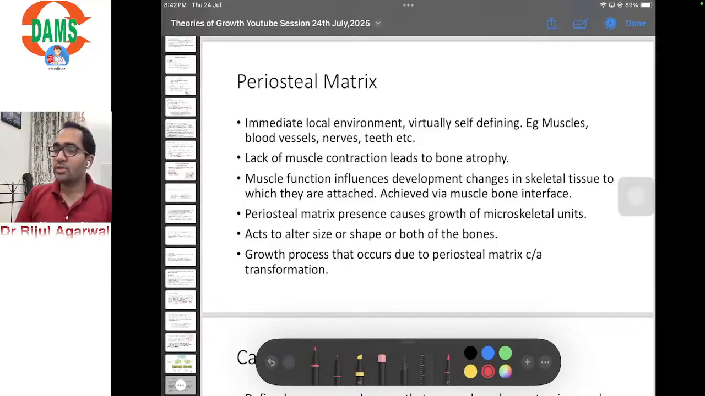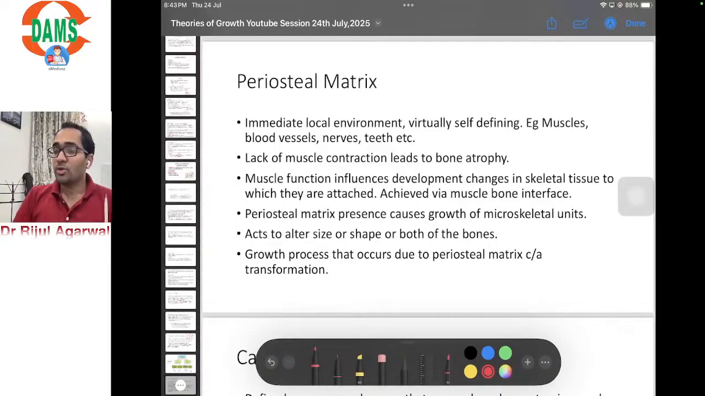Okay, so how does it work? As you have seen, lack of muscle contraction leads to bone atrophy. If one side of the jaw does not work, what will happen? The bone also starts to get atrophied.